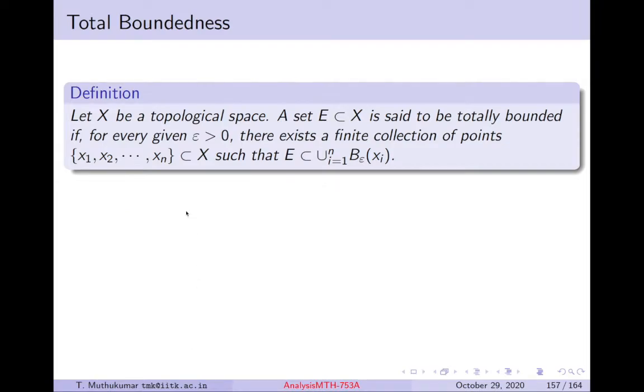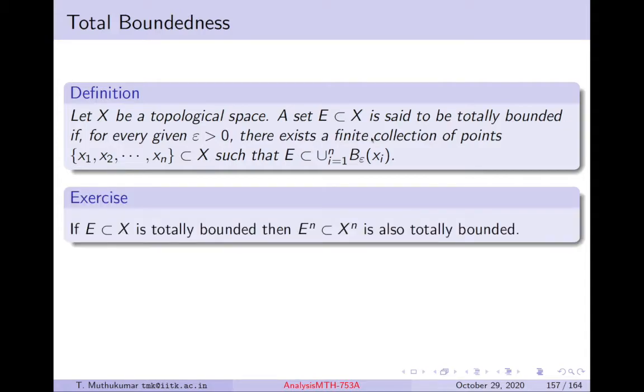So to begin with, let's start with a definition of total boundedness. If X is a topological space and if E is a subset of the topological space, then we say E is totally bounded if for every epsilon there is a finite collection of points x1, x2, ..., xn of the capital X, the topological space, such that E is contained in the finite union of epsilon radius balls centered at xi. So whenever this happens, then you say E is totally bounded.